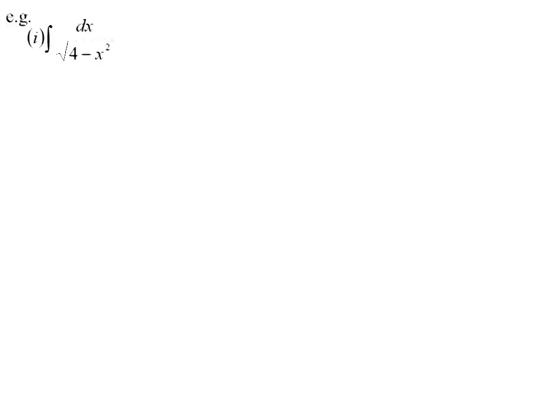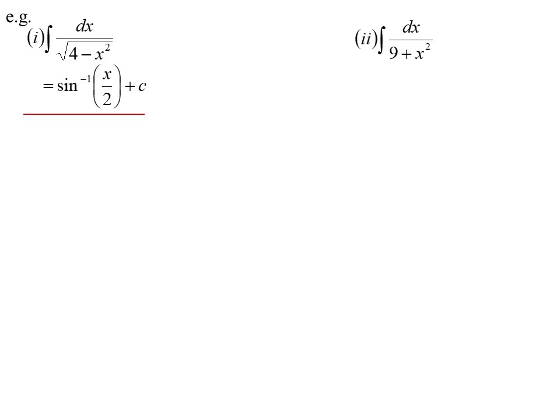Okay, then we see this one, dx on the square root of 4 minus x squared. Well, if I remember the a squared minus x squared form, I can go straight to that. I go, oh well, that's inverse sine x on 2. There's our answer. Dx on 9 plus x squared, again it's in that standard form, so that one would be 1/3 because it's inverse tan, and then x on 3.